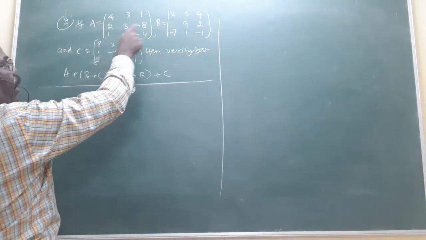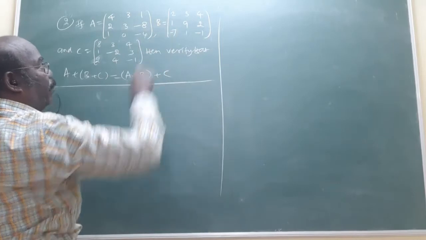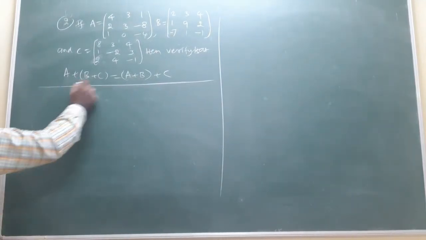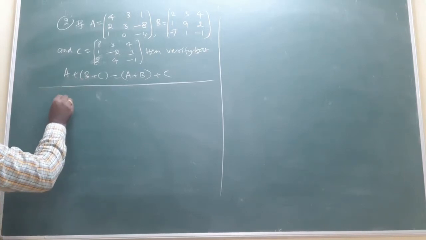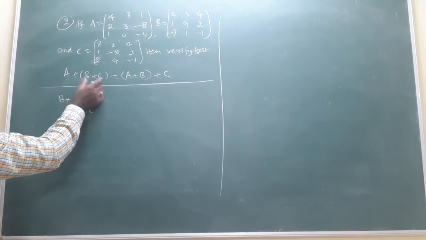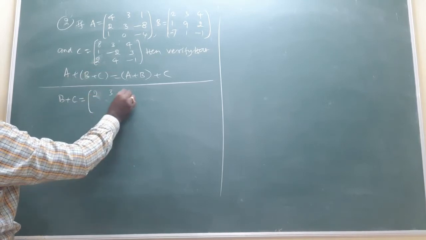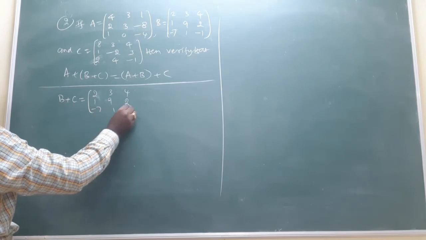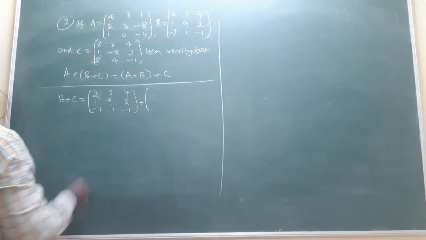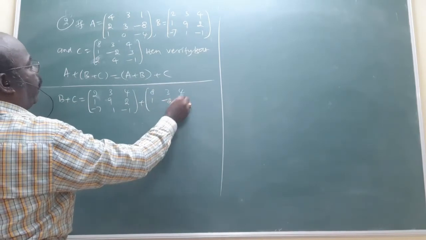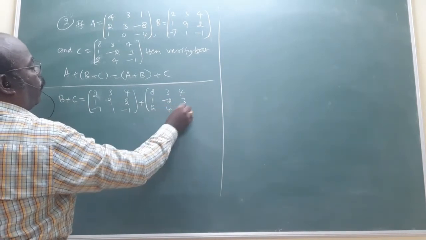Here A, B, C are all the same order, 3 cross 3. Addition is possible. Now to verify this, first find what is inside the bracket. What is inside the bracket? B plus C. B is 2, 3, 4, 1, 9, 2, minus 7, 1, minus 1, plus C is 8, 3, 4, 1, minus 2, 3, 2, 4, minus 1.